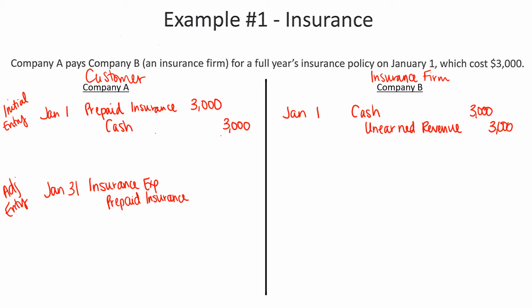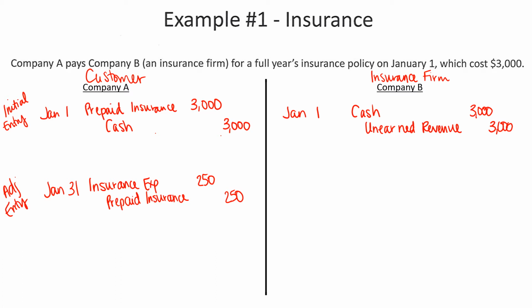So when they made the initial entry on January 1st, recording the $3,000 as prepaid insurance, that represented 12 months of prepaid insurance. But now at the end of January, they have used up one of those months. So now they're showing 1 month of insurance expense and then 11 months as prepaid insurance. So they record the monthly premium amount as being insurance expense.